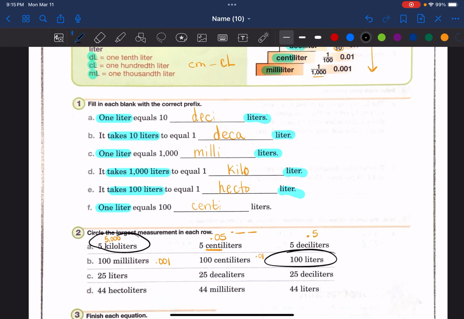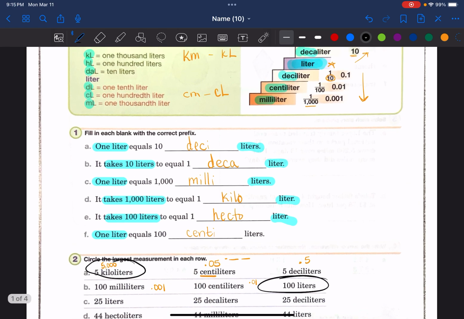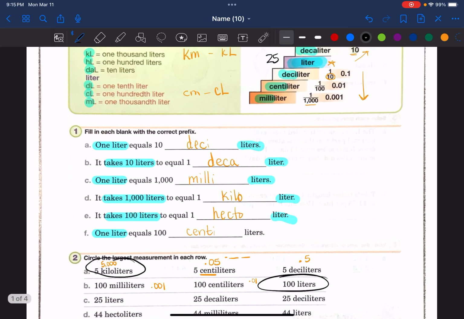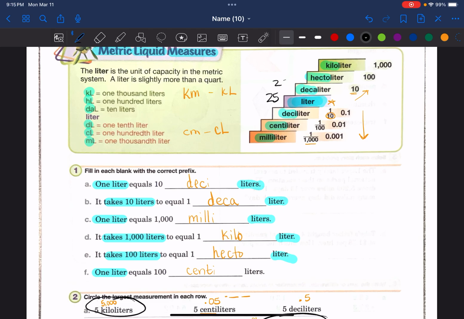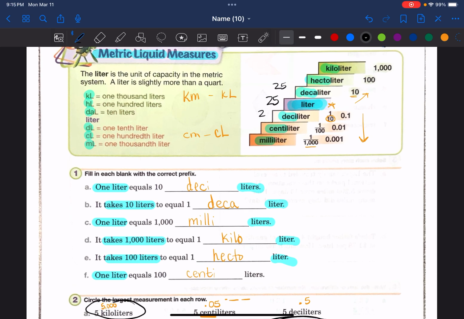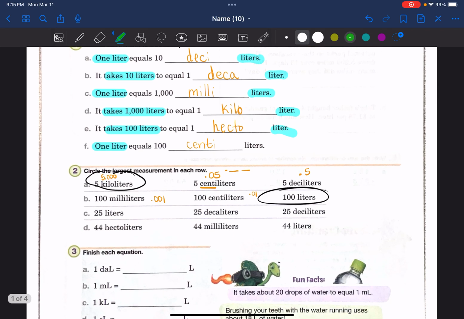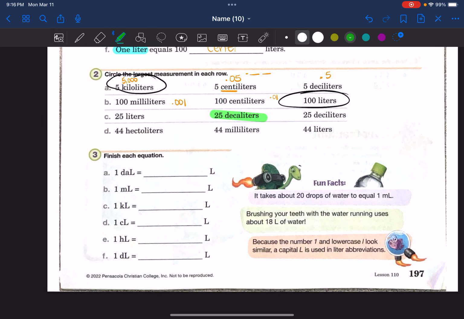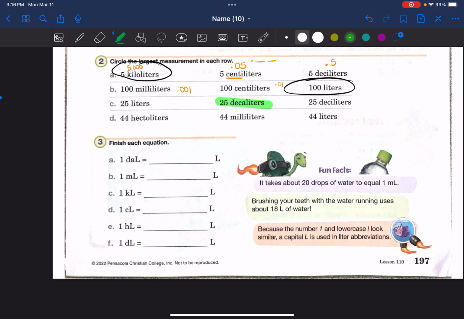I'm going to go up to the top to show you how you can do it up there. 25 liters. It means right here I'm at 25 of these. 25 deciliters, so 25 of these. Or 25 decaliters, or 25 of these. Which one's the highest up? This one, so that means deca is our highest one. Okay. All right, and then finish each equation.